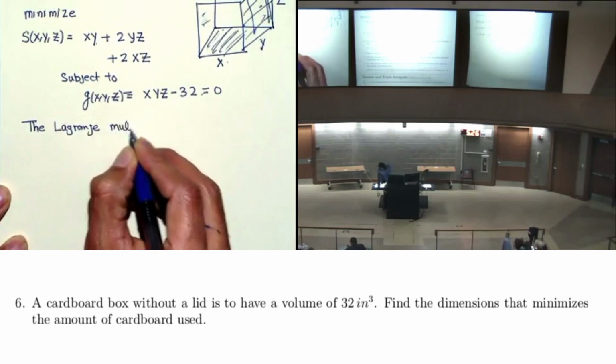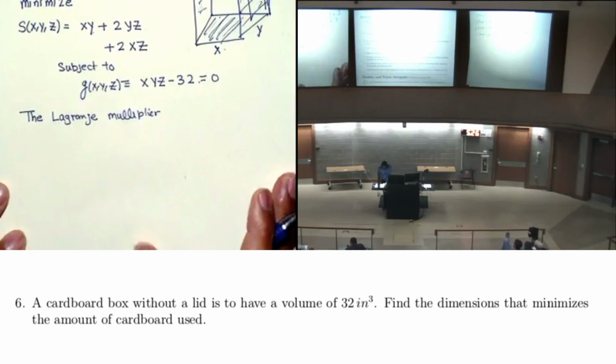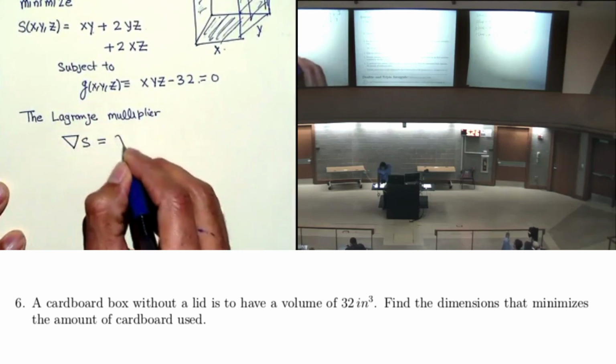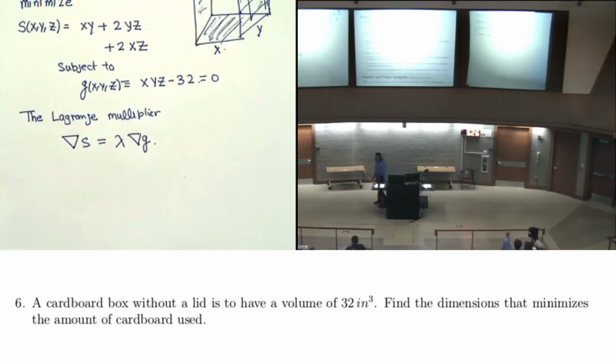Lagrange multiplier. What is the Lagrange multiplier? It says the gradient of S is a scalar multiple of the gradient of G. This gives you the critical value of your function. The gradient of S is equal to lambda times the gradient of G.